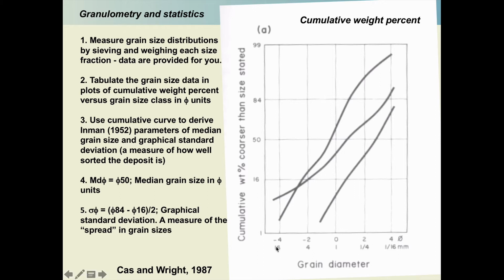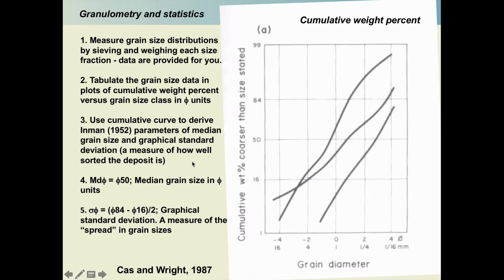This shows, on the left-hand side scale, a cumulative weight percent coarser than the size, plotted as a function of the grain diameter. The phi scale is given on the top and the millimeter scale is given on the bottom here. And you can see that if you look at this cumulative weight percent across the different grain sizes shown, you get curves of increasing cumulative weight percent as a function of, in this case, decreasing grain size.